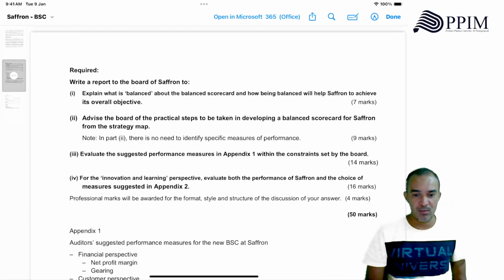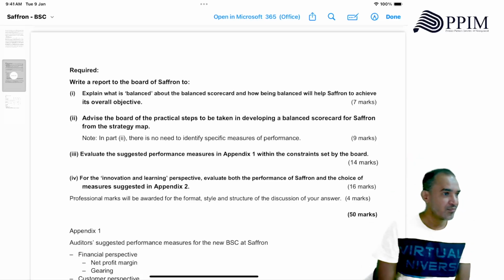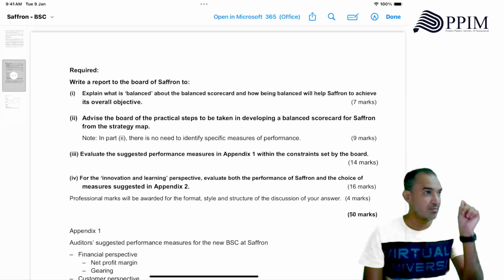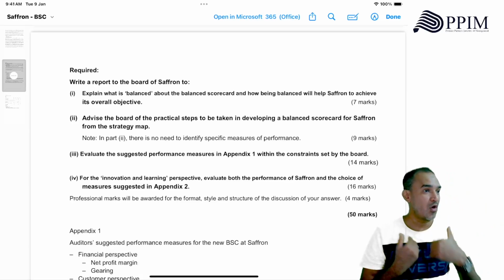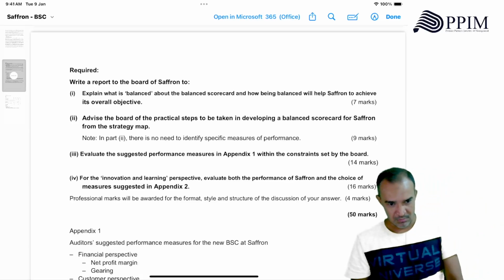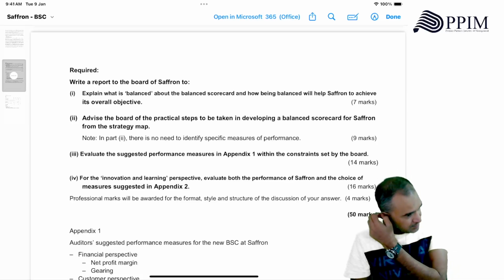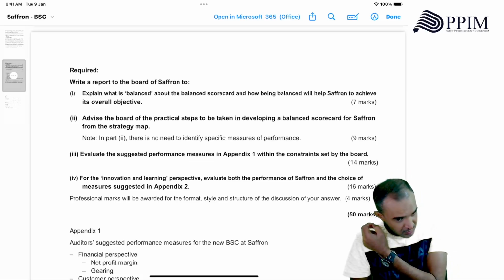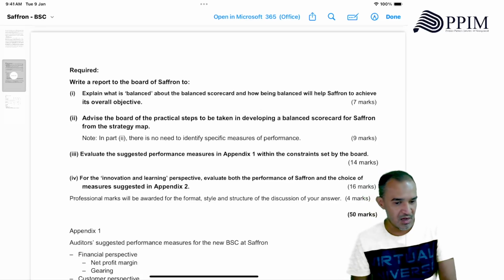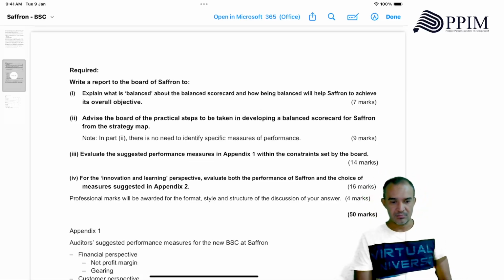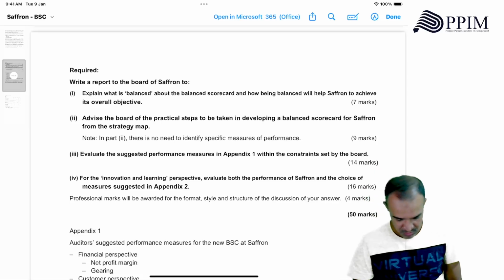So write a report to the board of Saffron. So the moment you see the word report, you need to highlight that because it has a format, isn't it? To, from, subject, date, then introduction, then headings of the answers, and then we start the work.